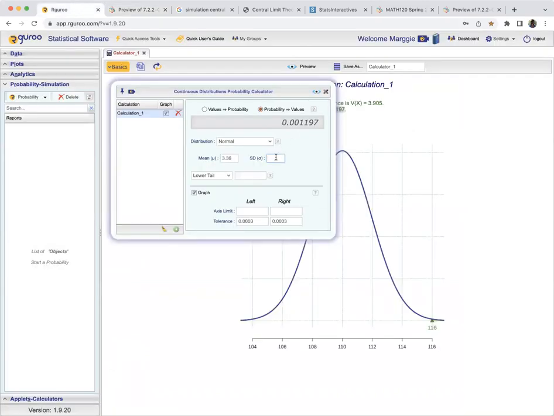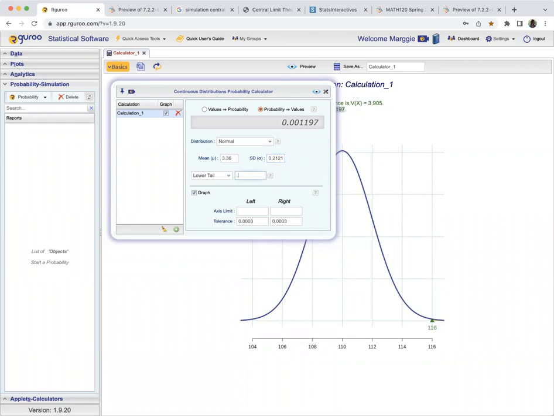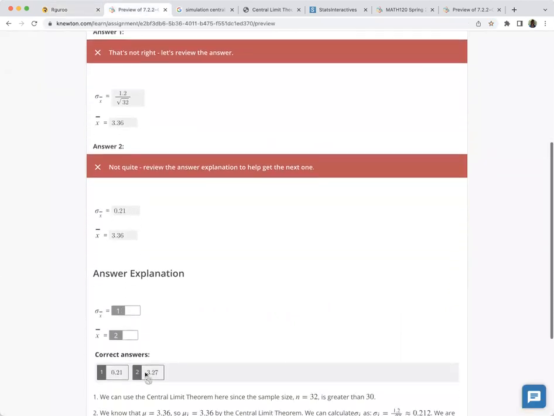I'm going to find more decimal places. So this is 0.212132. That is the standard deviation. All right, so then the coach wants to identify the team members in the bottom 33%. So then we want a lower tail of 0.33. This yellow area here that is shaded is the lowest 33%. Everyone in this tail is going to receive that extra tutoring help. And for that, you need a GPA lower than or equal to 3.27. And so this is the 3.27 in here that I missed.